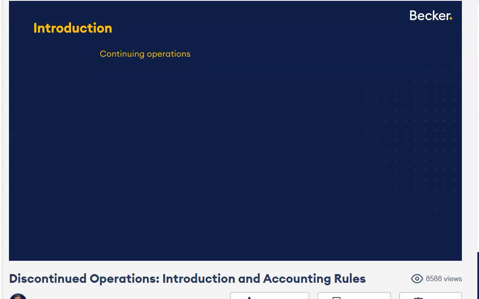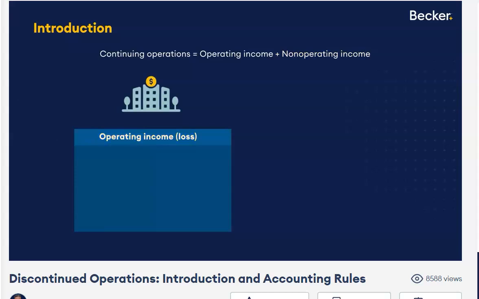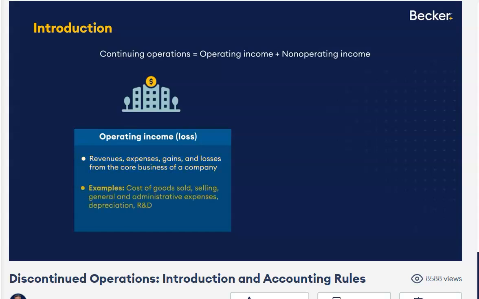All right, continuing operations. Remember, that's the sum of two categories. Your operating income, most of your revenues and expenses, as well as your non-operating, your gains and losses. Remember, your income or loss from operations, your operating income, includes your revenue, what it is you do all day, every day, selling your goods and services, as well as those operating expenses that you incur all day, every day to generate those revenues. So your cost of goods sold, SG&A, depreciation, R&D, all that kind of stuff.